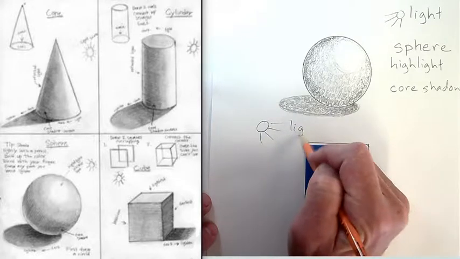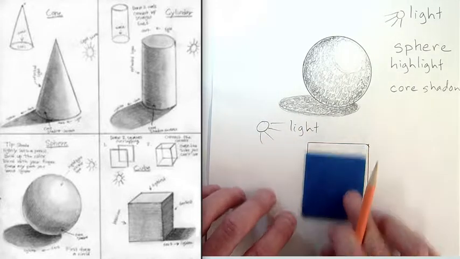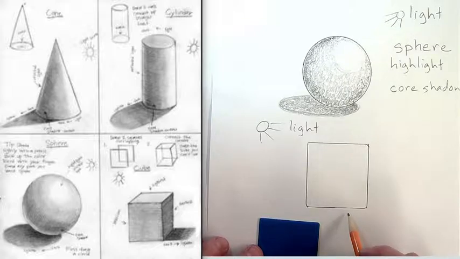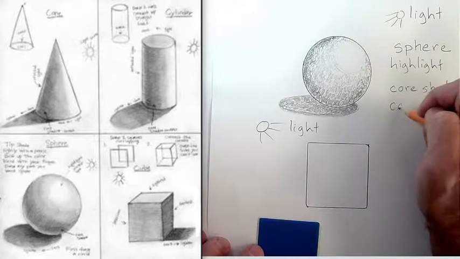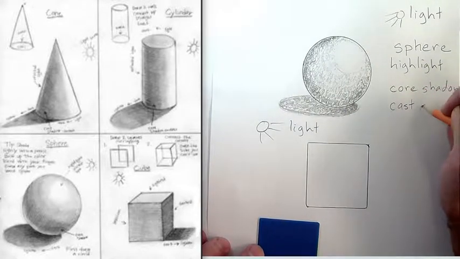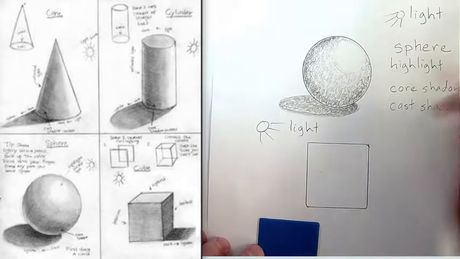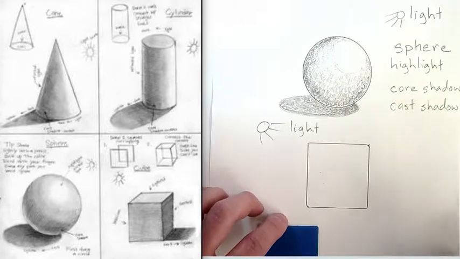That's my light. And the shadow is going to fall on this side now. By the way, that shadow is called the cast shadow, because that is the shadow the object throws onto the surface it's sitting on.